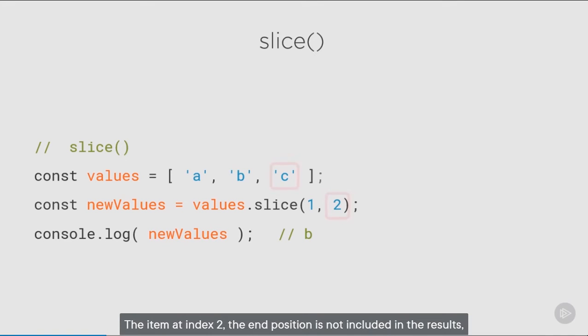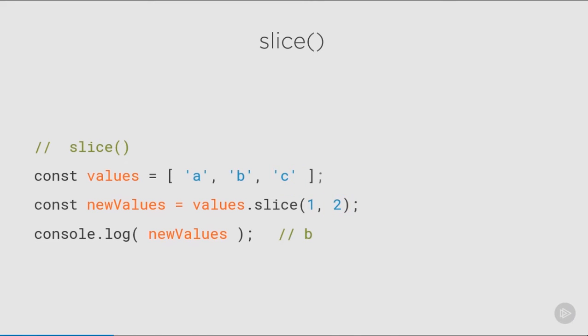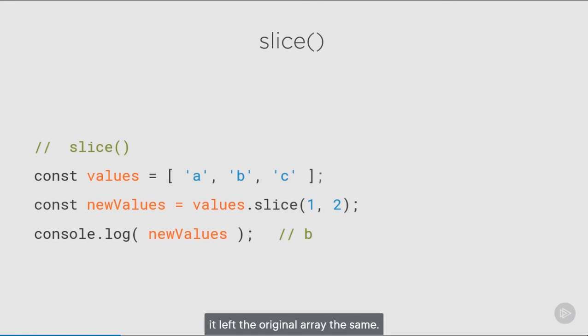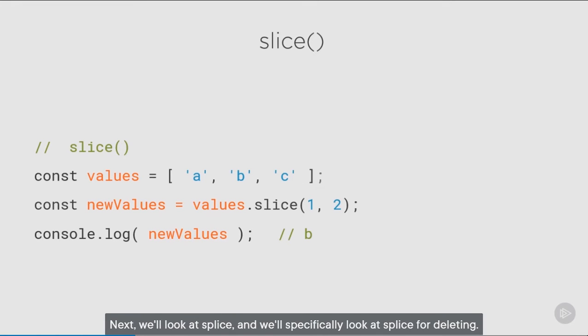The item at index 2, the end position, is not included in the results. And it's important to remember that even though we took a slice, it left the original array the same. It essentially made a copy of that slice of the array without altering the original. Next, we'll look at splice.